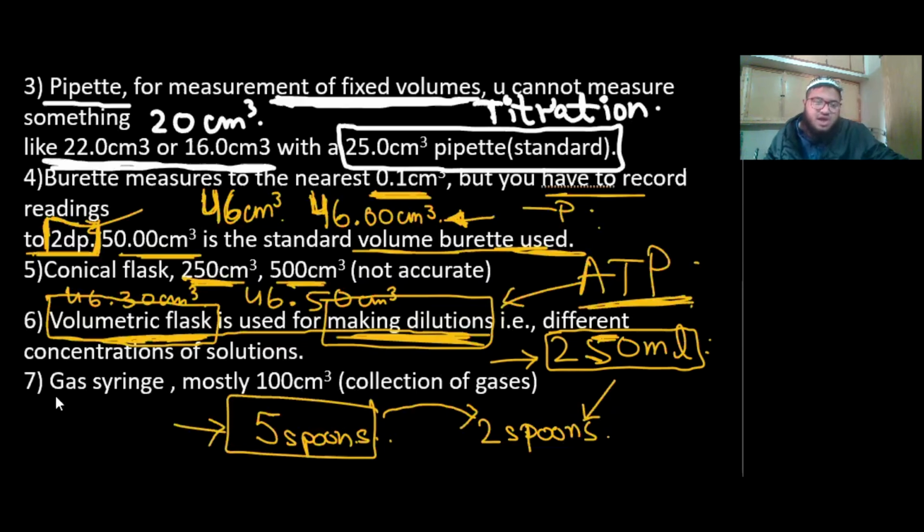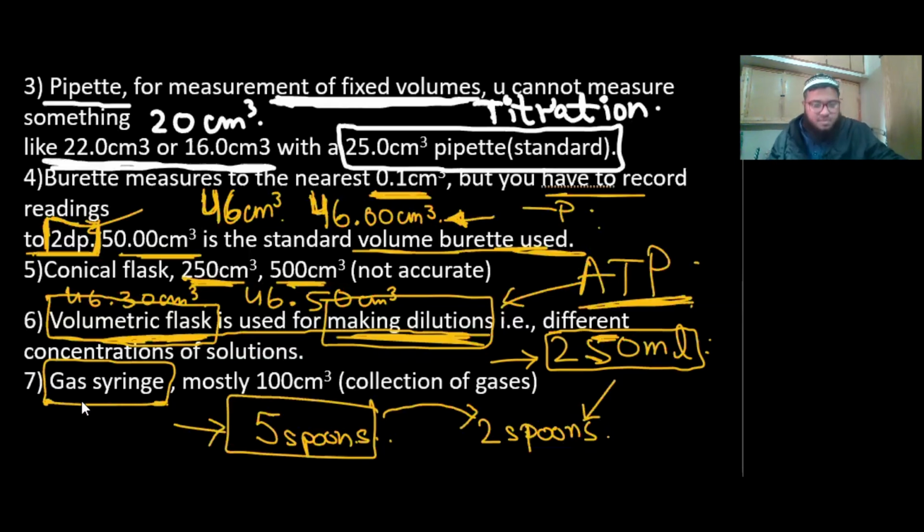Now let's move on to the last one, gas syringe. What is the gas syringe used for? Gas syringe is also a very important apparatus because it has a lot of questions on the past papers. There are mostly questions asking you to identify the apparatus that is used to collect the gas being produced in a particular experiment. The answer to that is going to be gas syringe, and there have been questions regarding gas syringe so many times on the past papers as well.